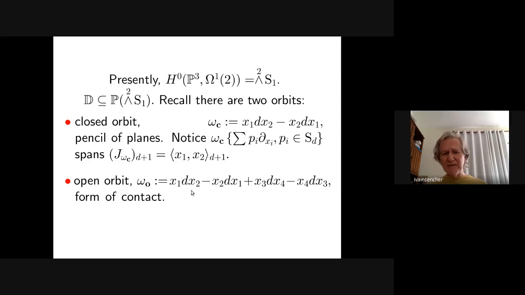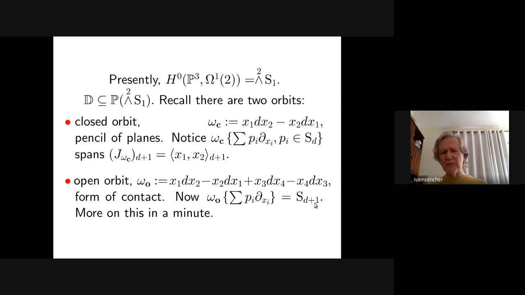On the open orbit, it's clear that we also have constant rank. In fact, over the open orbit, we get all polynomials of degree d+1. I mean, you see, if you take this representative of the open orbit, you replace the x2, the x1, the x4, the x3 by arbitrary polynomials. So you will be computing an arbitrary combination of the homogeneous coordinates. So you get all of S_{d+1}.